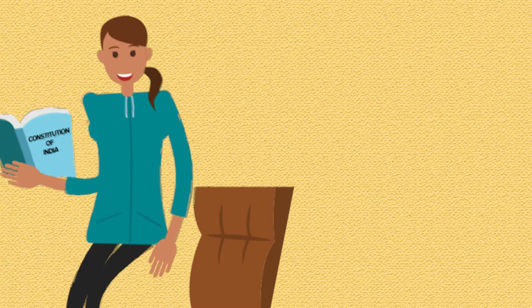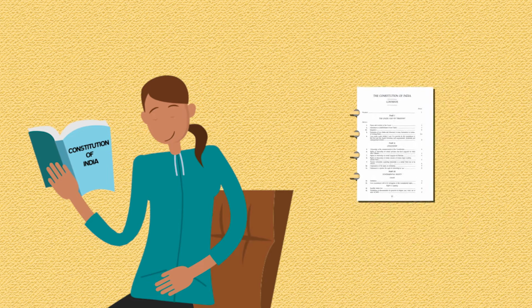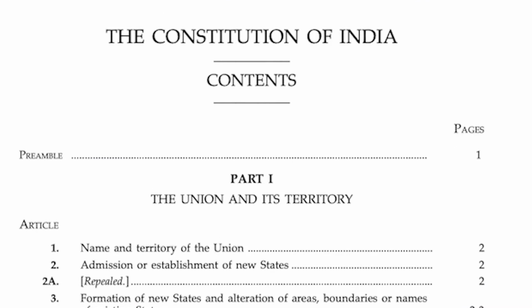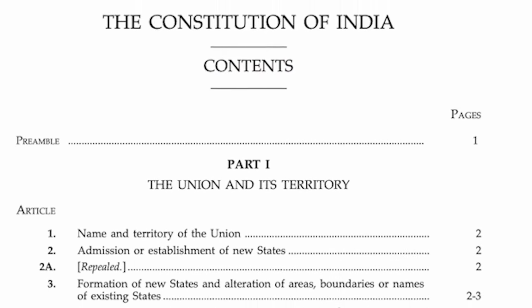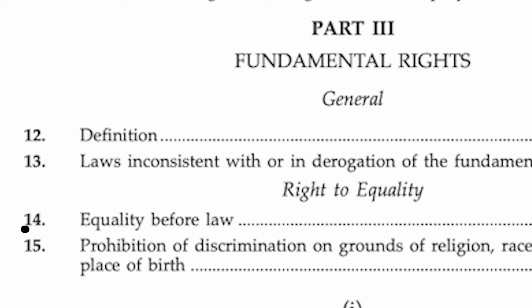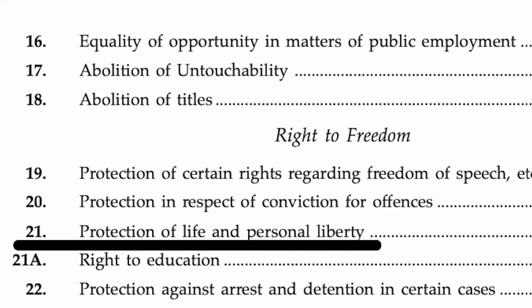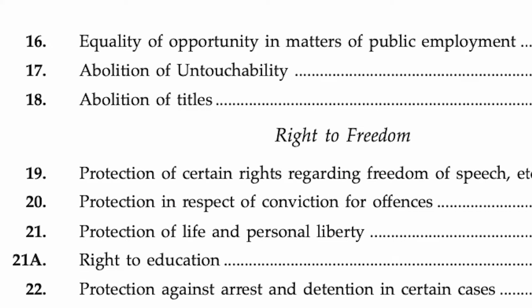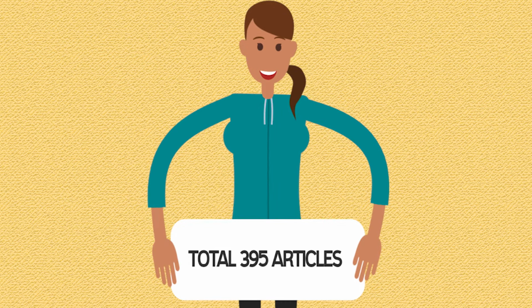written here. In the Constitution, all the legal provisions are numbered, and these legal provisions are called articles. So whenever you refer to the Constitution of India, you have to refer to Articles 1, 2, 3, 4. For example, Article 14 refers to equality before law. Article 21 is right to life and personal liberty, and so on. There are a total of 395 articles in the Constitution of India.